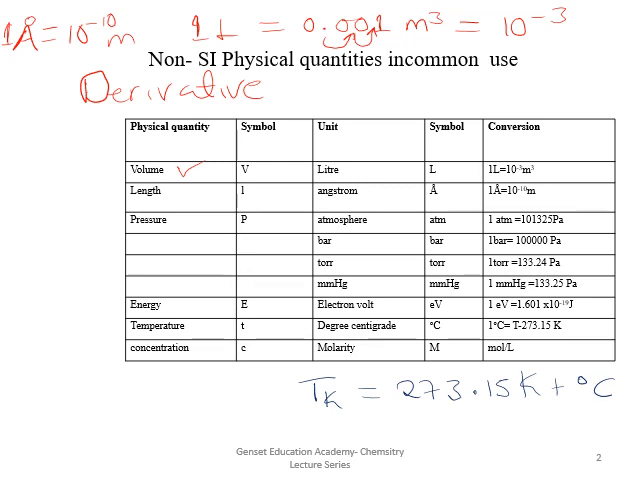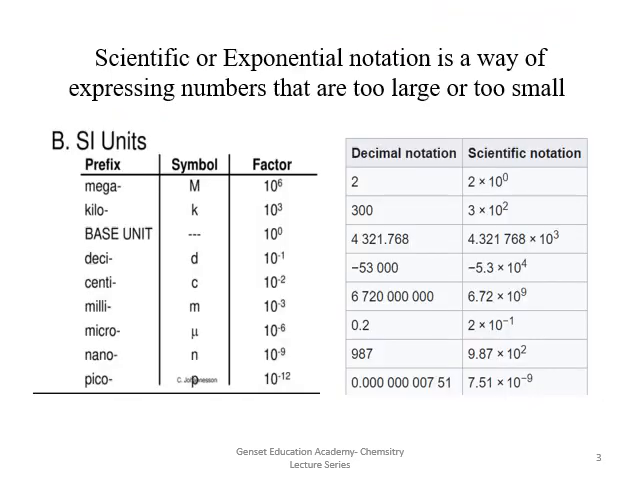Then the other thing we need to know is concentration. Concentration is molarity, and molarity, capital M, is moles per liter. So these are also commonly used units, which we also have to know.